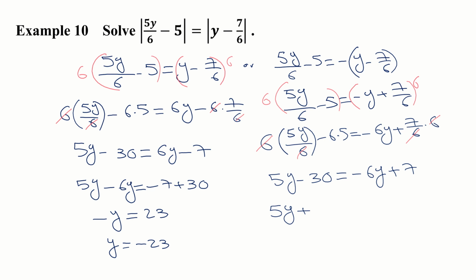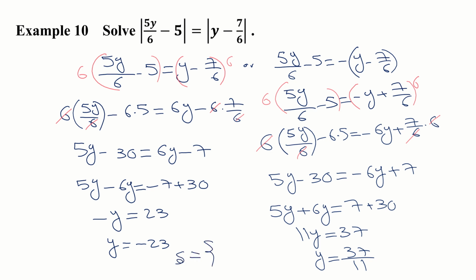Now we move the y's to one side. Let's go to the left side. 5y plus 6y is equal to, moving the negative 30 to the right side, it becomes plus 30. And we get 11y equals 37. Divide both sides by 11. We end up with y equals 37 over 11. Okay? So I'm going to leave it to you to do the check. But I will tell you this, they both work. So the solution set contains two solutions, negative 23 and 37 over 11.